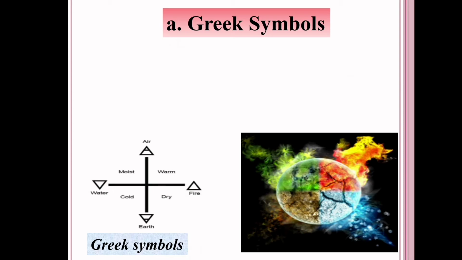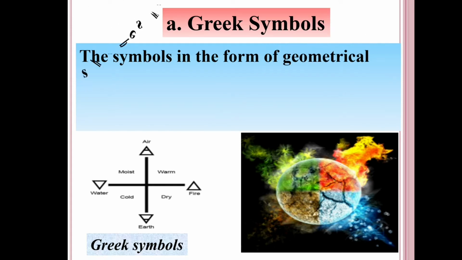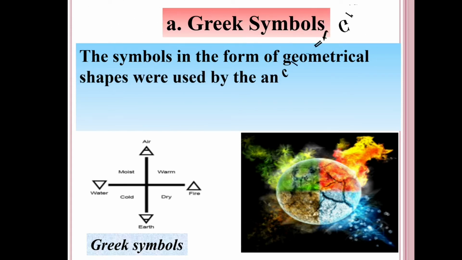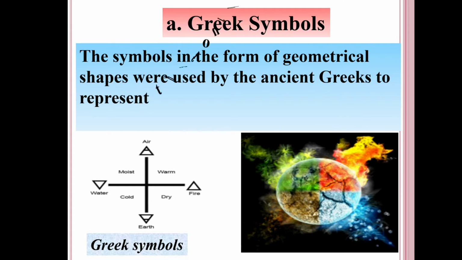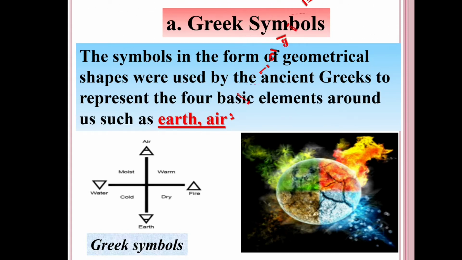The first one, Greek symbols. The symbols in the form of geometrical shapes were used by the ancient Greeks to represent the four basic elements around us, such as earth, air, fire, and water.